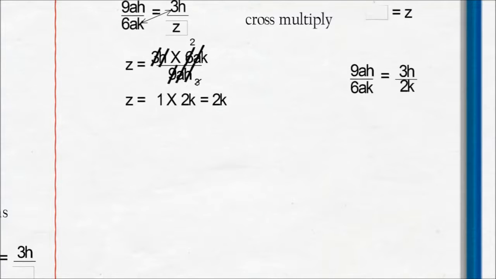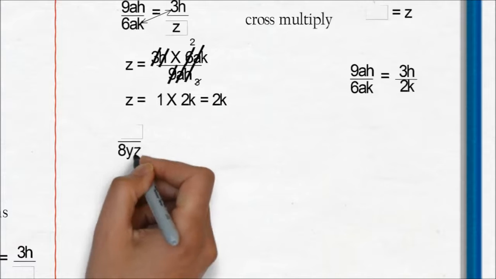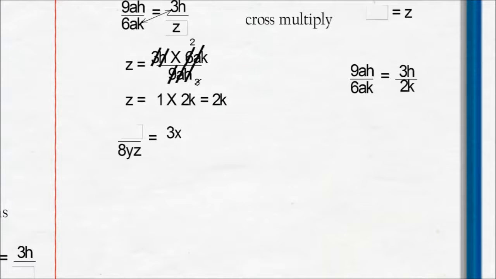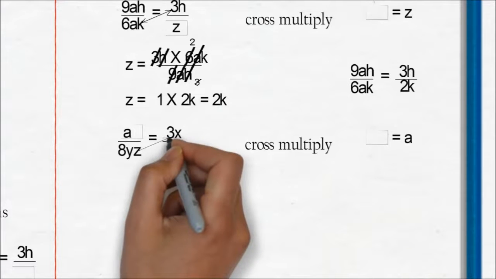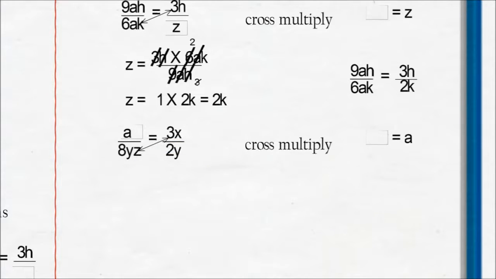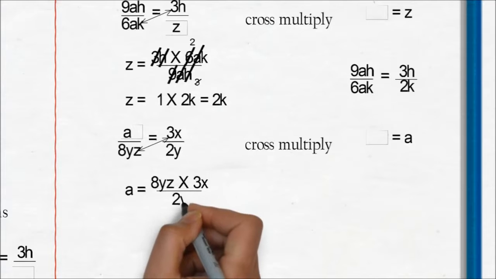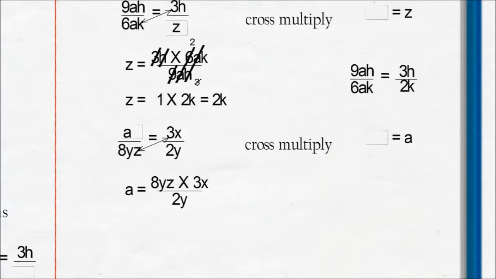Now in number 4, we have box over 8yz equal to 3x over 2y. In this case, let's call box a. Then we also cross multiply. Therefore, we're going to have a equal to 8yz multiplied by 3x divided by 2y.